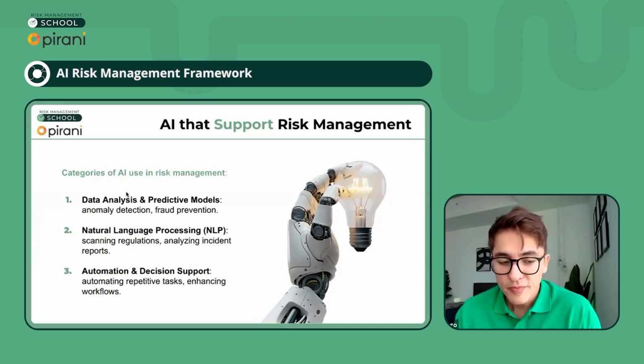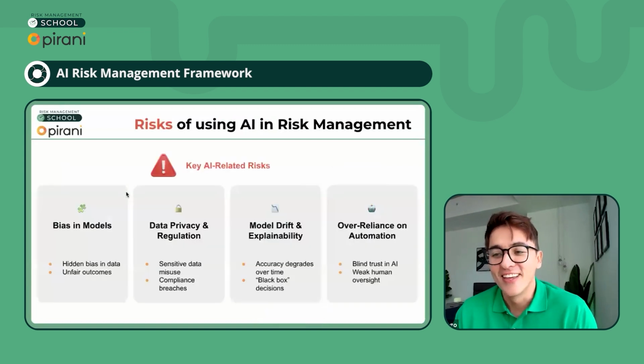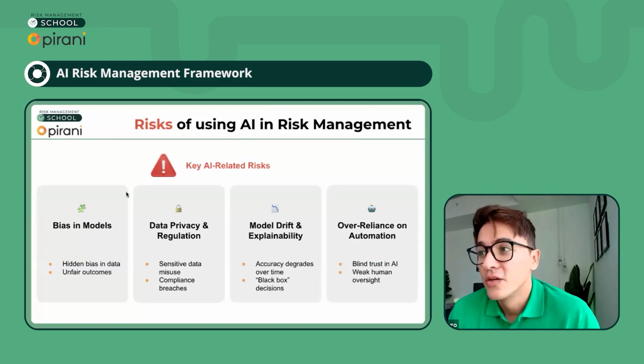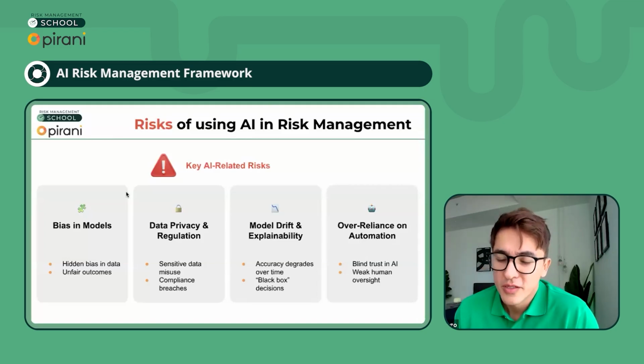But of course, there will be risks in AI. So what are the risks of using AI in a risk management system or team? I think the first one is definitely bias in the models. The AI learns from data, and if the data has bias, so will the model. That creates unfair and discriminatory outcomes. So this is the first one.